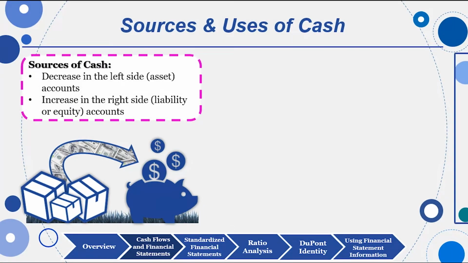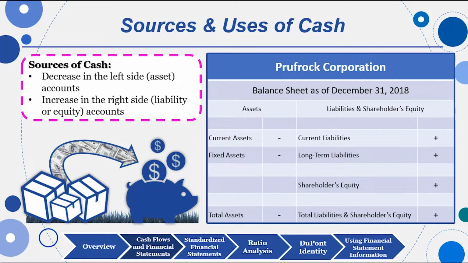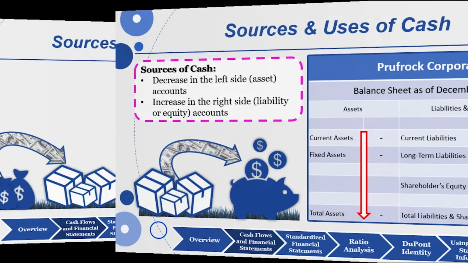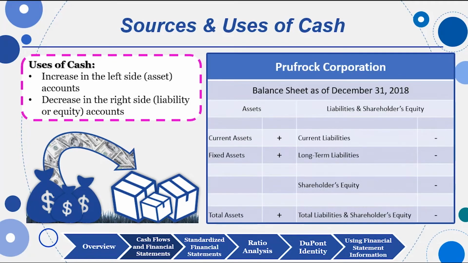So in general, we can say this: a decrease in the left side or asset side of the balance sheet, except for the cash account itself, or an increase in the right side liabilities account are sources of cash. The left side going down, right side going up gives me a source of cash. Uses of cash will be an increase in the left side of the balance sheet, like an increase in inventory. That means we use cash to buy inventory, or a decrease in the right side, which means we paid off some of our liabilities.